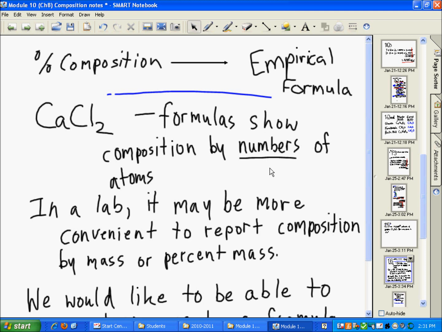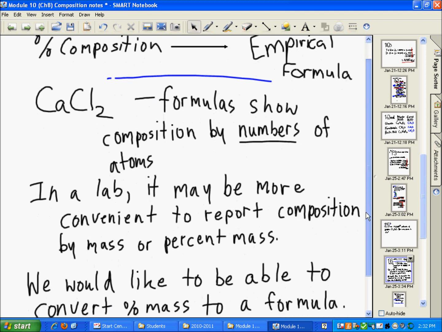So in other words, if you have the formula CaCl2, what that tells you is you have 1 calcium atom and 2 chlorine atoms. So far, so good. So this isn't the mass, so it isn't 1 gram of calcium, 2 grams of chlorine. It's numbers of atoms. 1 atom of calcium, and 2 atoms of chlorine.